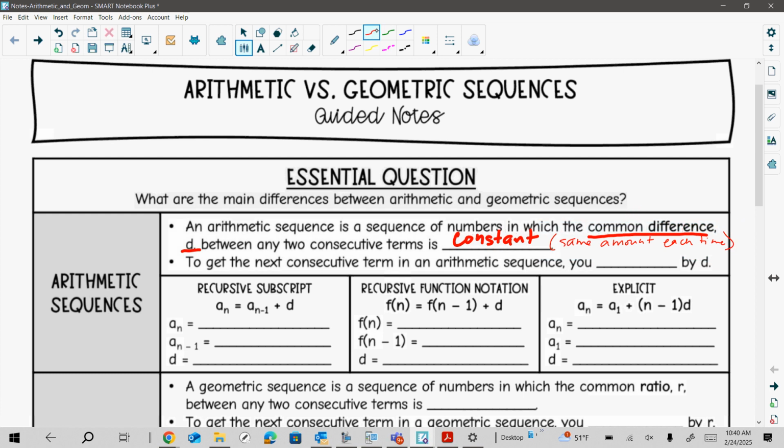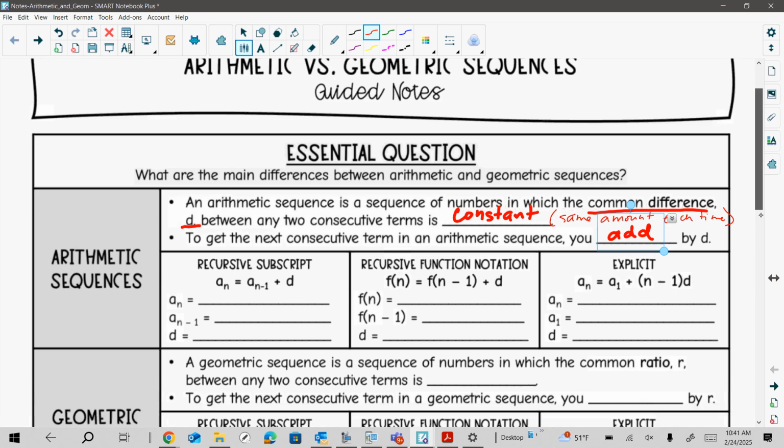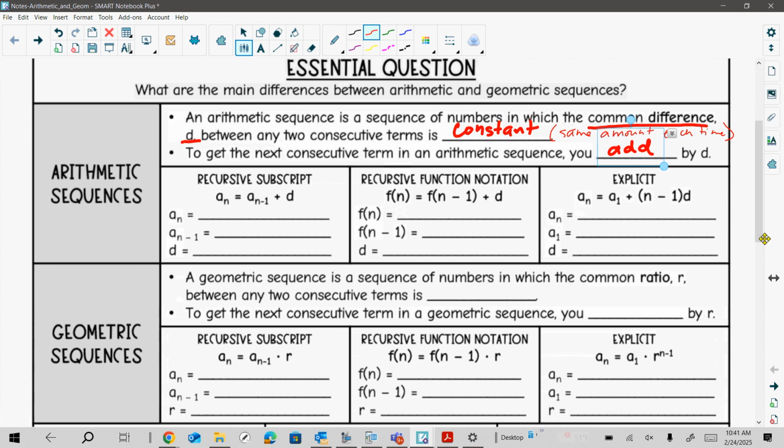Now, to get the next consecutive term, the next term in the sequence, you're going to have to add by the difference, by the D. All right, these are the two ways of writing an arithmetic sequence. We can do a subscript. Subscript means basically the variables on the bottom here.